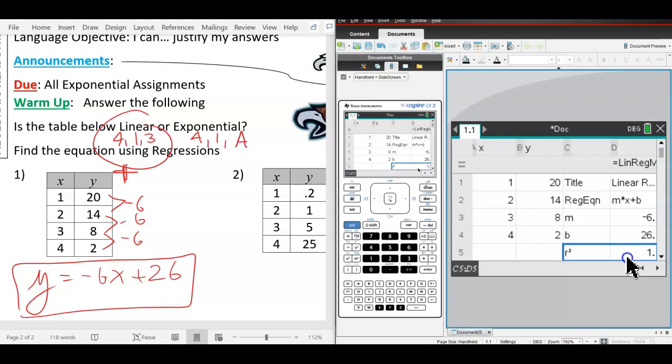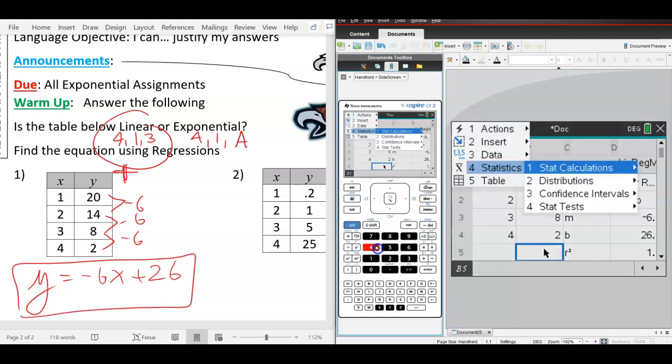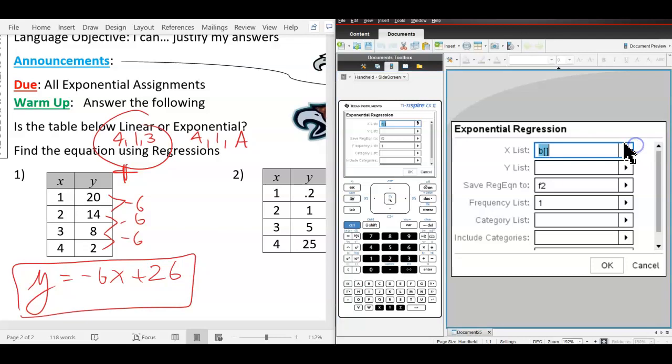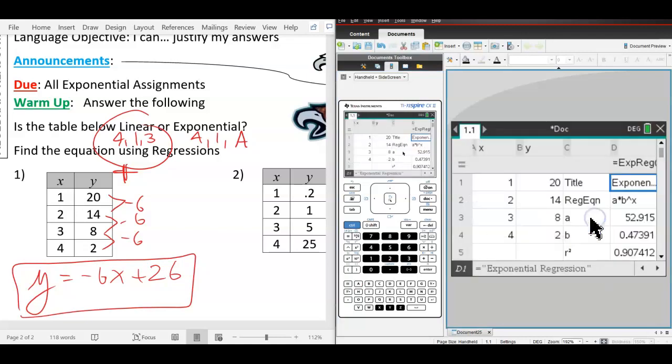Now, let's try this again. What if I picked the wrong one? What if I did menu 4-1a? Let's try it. Menu 4-1a, x is x, y is y. Now, what's the r squared here? 0.907. Now, 0.9 is close to 1 still, but it's not as close as 1. You know what I'm saying?